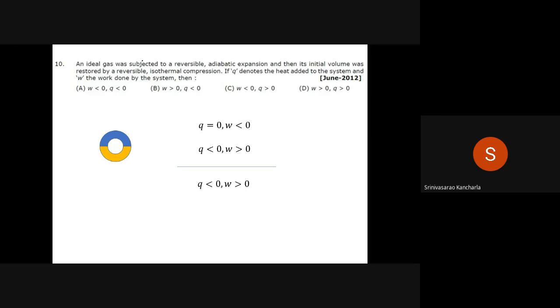This one, just a recollection, this is the direct formula for isothermal reversible expansion. This is the question that we wanted to discuss yesterday also. How many of you have written the descriptive answer for this question?